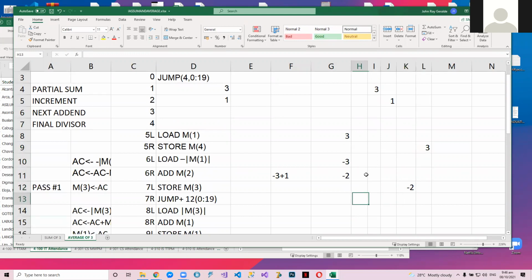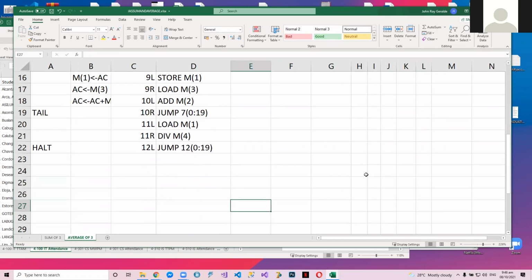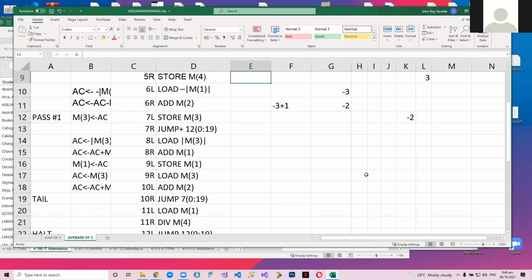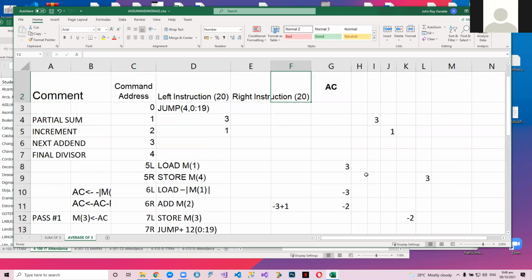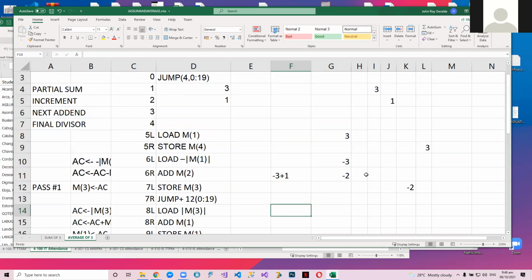We have it here. Jump 12 to 19. 12 to 19 is the halt. We will not jump there because it's still a negative. So let's go back. Okay, here, no, we will not jump.